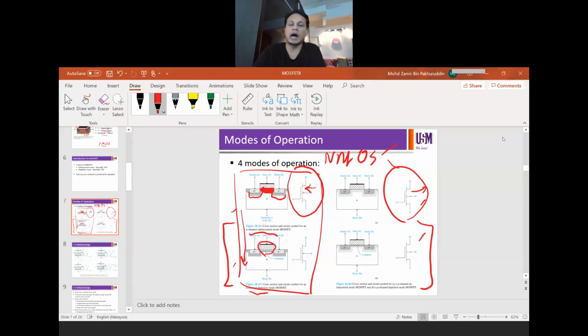Why is it there already? How come it's there already? Farah, do you have any idea? Why is it already there? Why is it not induced?